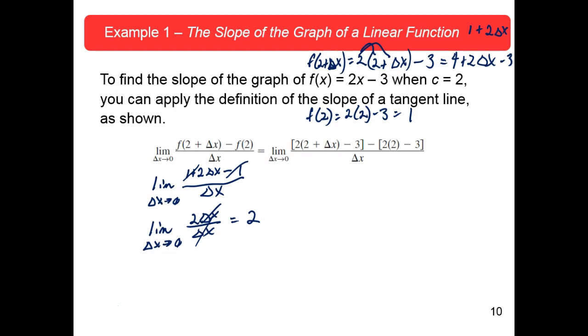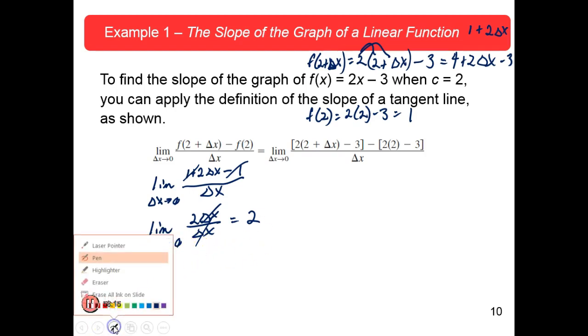Now, they did the same thing. I wanted you to do it, not just do what they did. They put in 2 times 2 plus delta x minus 3, minus 2 times 2 minus 3, over delta x. And I think I'm probably going to have to erase mine, otherwise you won't be able to read it. So you ready for me to erase?